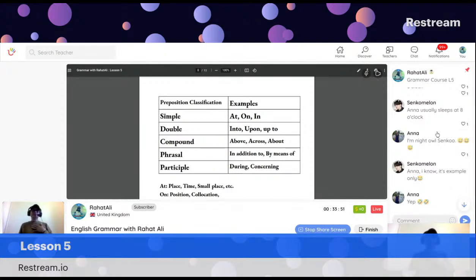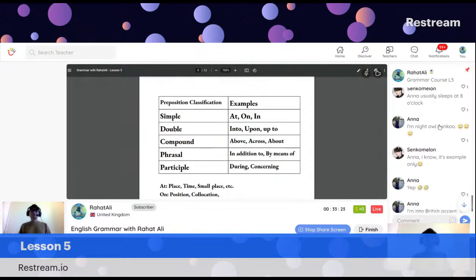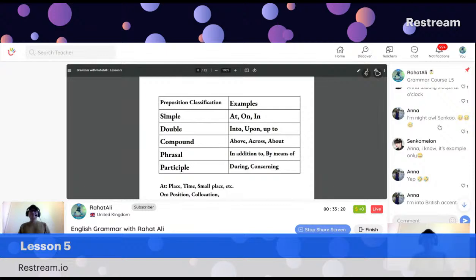Okay, so let's move on. The next preposition classification is double, when it's a combination of two different prepositions, like in and to is into, up and on is upon, up to is up to. And compound, like above, across, about. These are prepositions we sometimes use in a very delicate way, because these are really important prepositions. And I said I'm into British accent. That's great. And phrasal preposition, when we use it as part of a phrase, like in addition to, by means of.